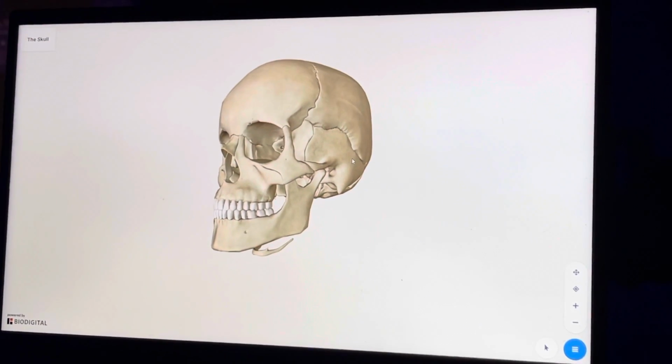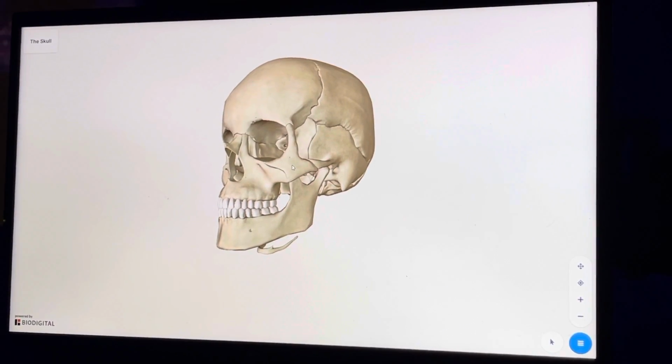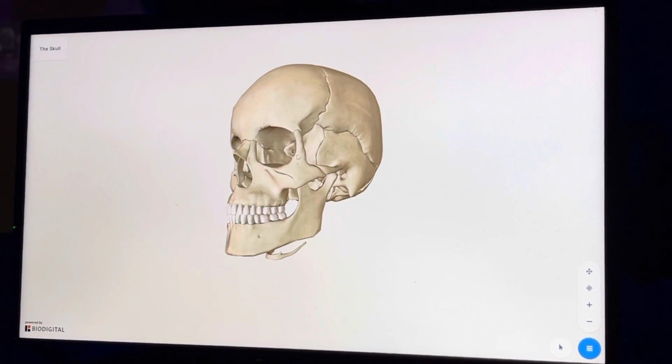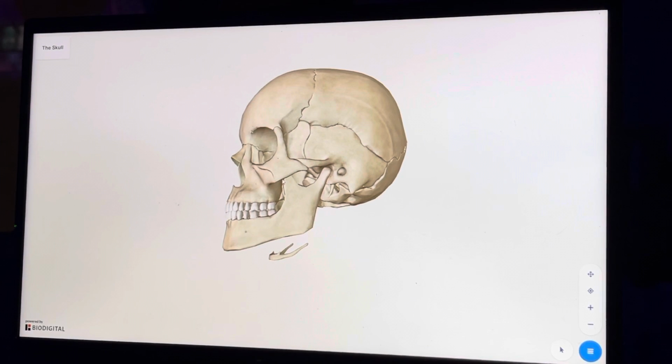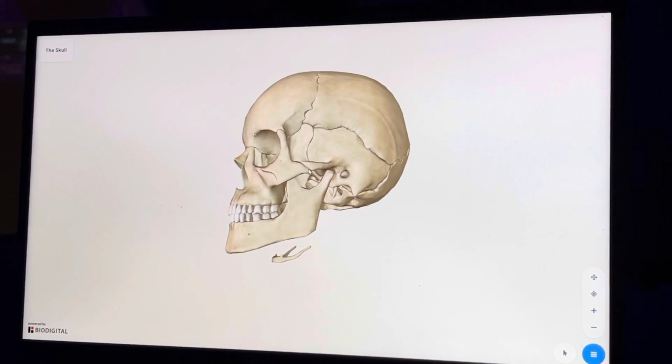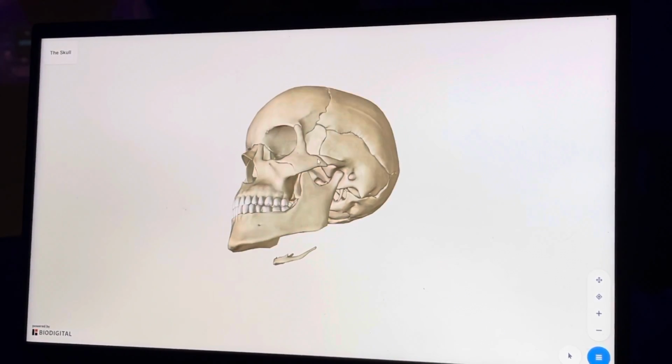And right over here is the zygomatic bone. The zygomatic bone contains a zygomatic arch, which is where the zygomatic bone and the temporal bone connect. It also creates your cheekbones.